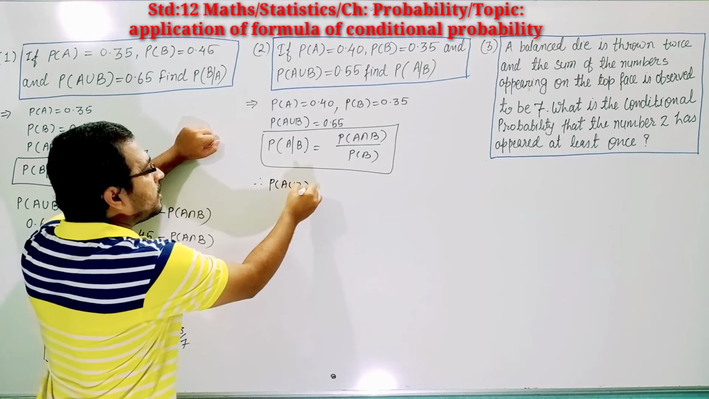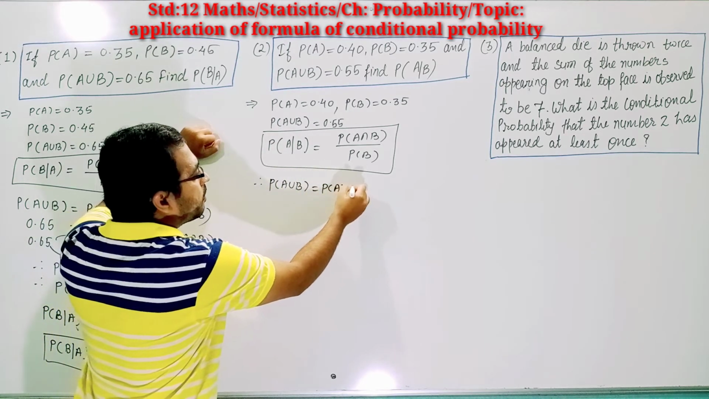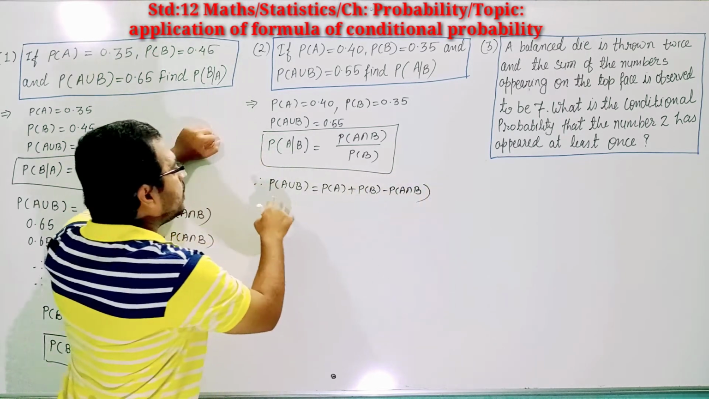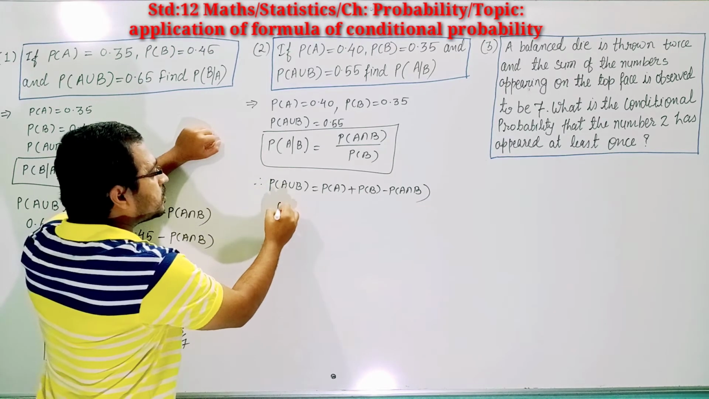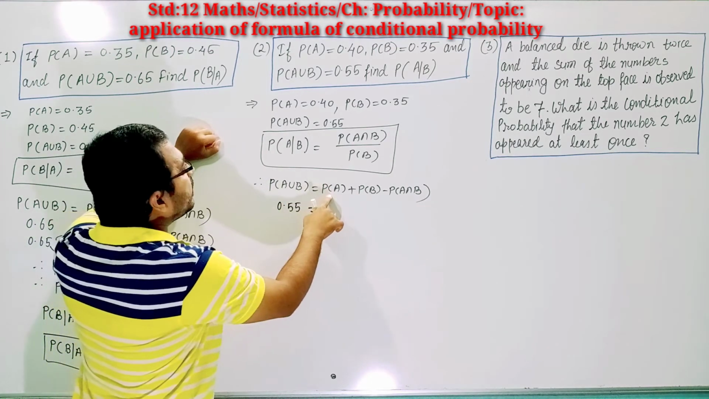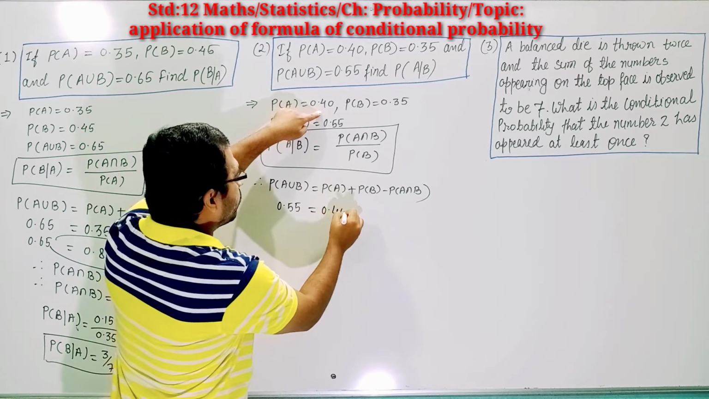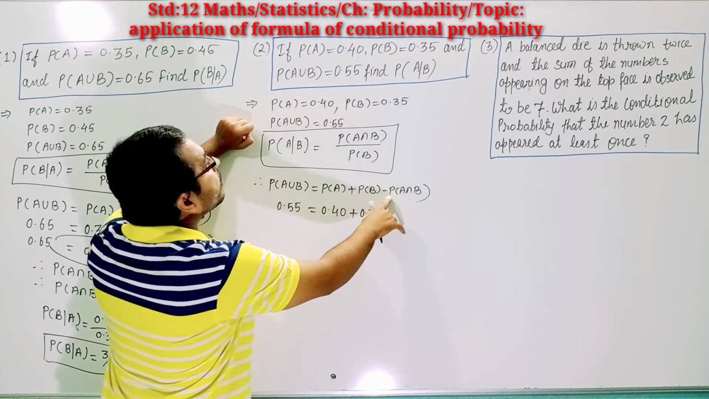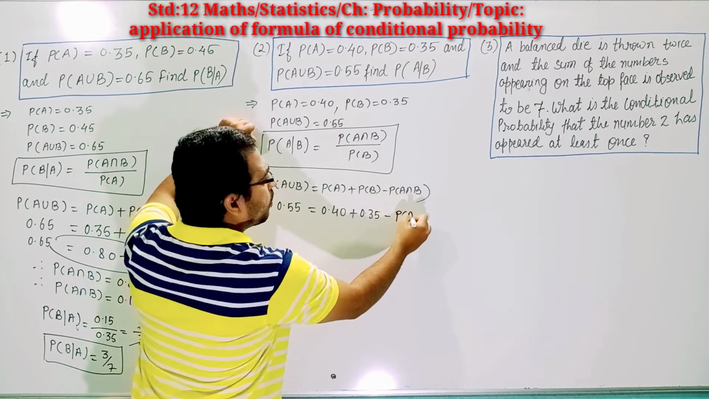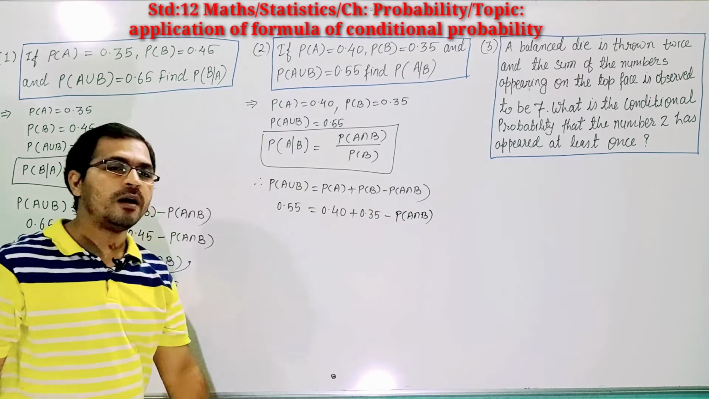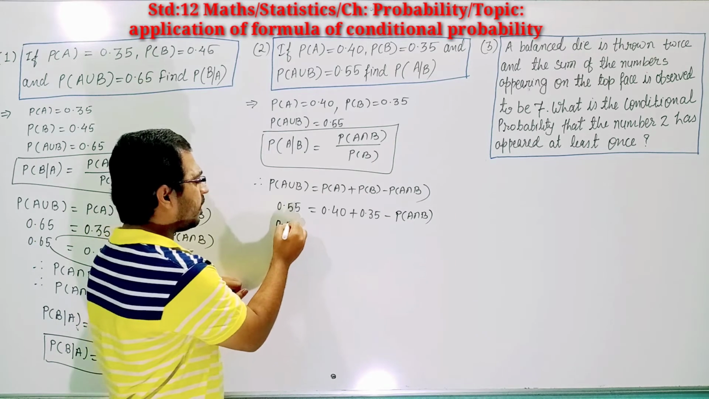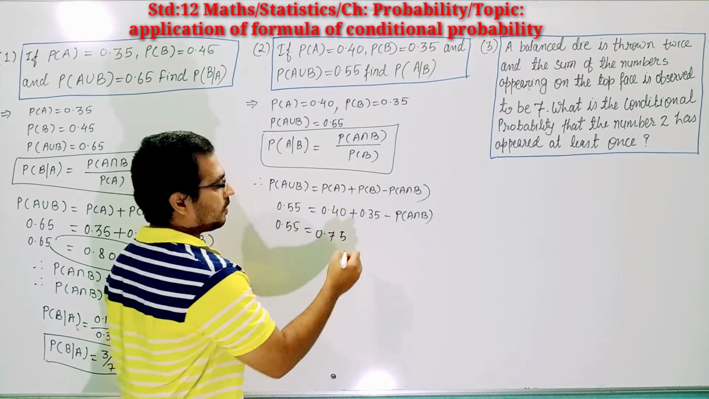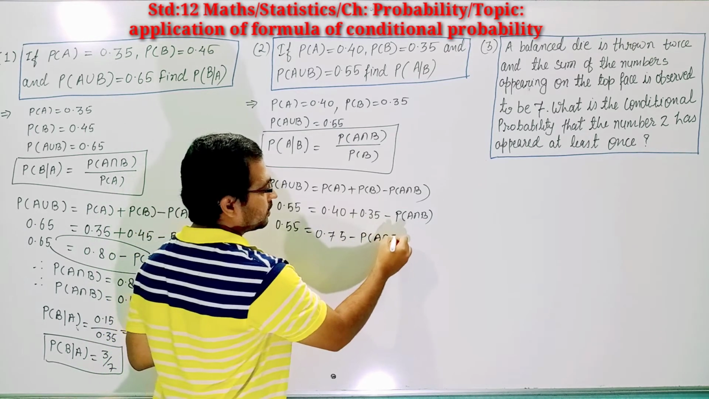Okay students, similarly here we can write probability of A union B is probability of A plus probability of B minus probability of A intersection B. Probability of A union B is 0.55, probability of A is 0.4, probability of B is 0.35, and probability of A intersection B is unknown. So adding 0.4 and 0.35, we get 0.75 minus probability of A intersection B.